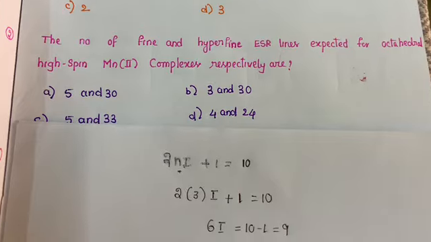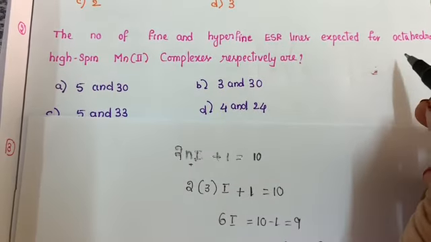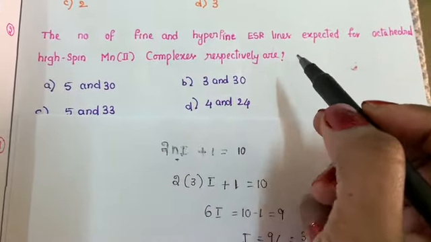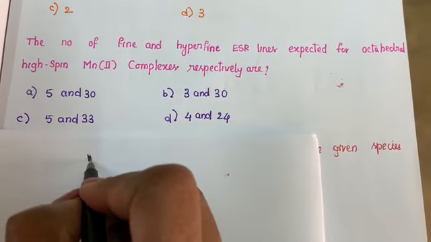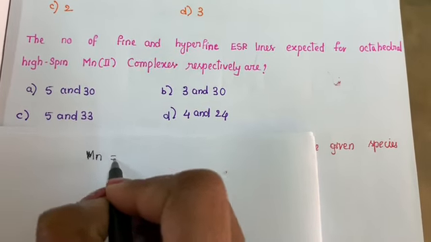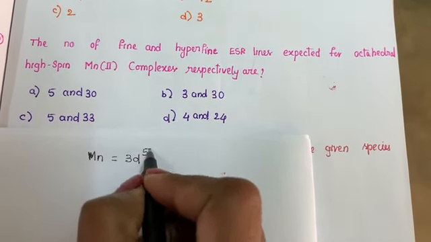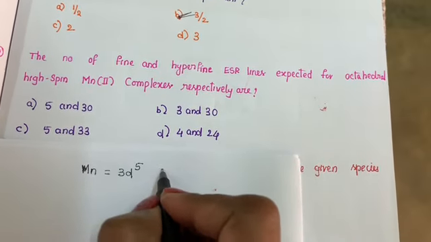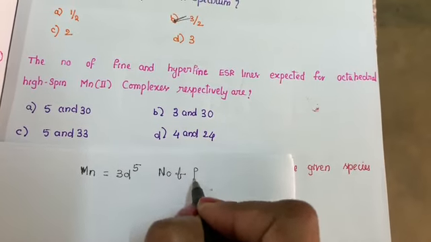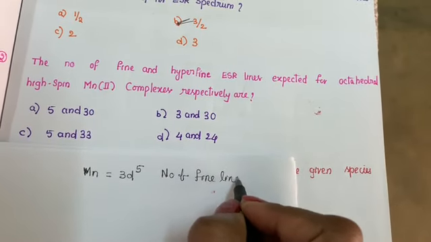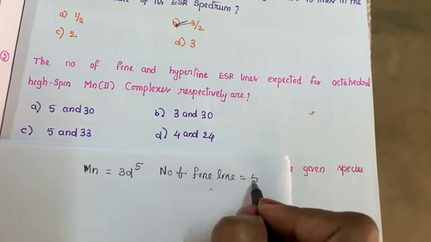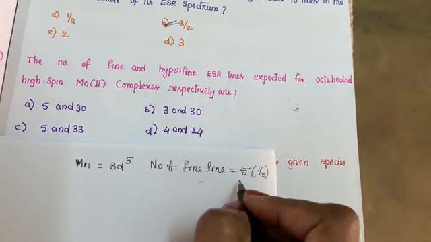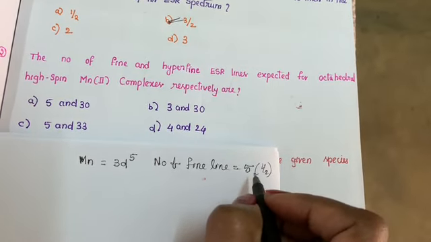The number of fine and hyperfine ESR lines expected for octahedral high spin manganese 2 complexes, respectively, are? So this is manganese, and it is a high spin complex. For the high spin complex, the configuration can be written as d5. It has all 5 unpaired electrons. We know that the number of fine lines is always equal to the number of unpaired electrons. Here it has a total of 5 unpaired electrons, each contributing half value for the spin. So the number of fine lines is 5.